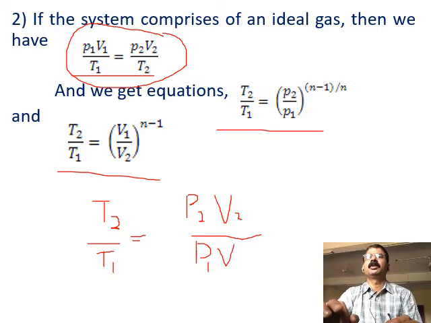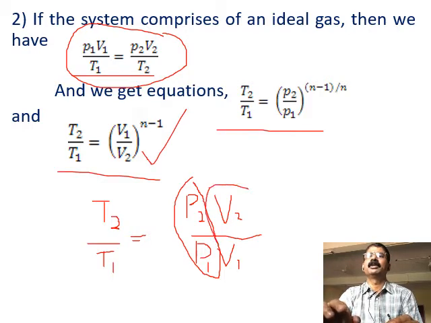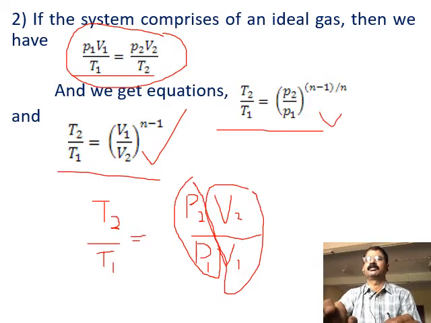Now use the polytropic relationship P1 V1 to the power n is equal to P2 V2 to the power n. Once you substitute for P2 by P1 in terms of volume, you will get this formula. Then next substitute for V2 by V1 in terms of pressure ratios, then you will get this relationship. So I am not going to derive that, you try yourself.